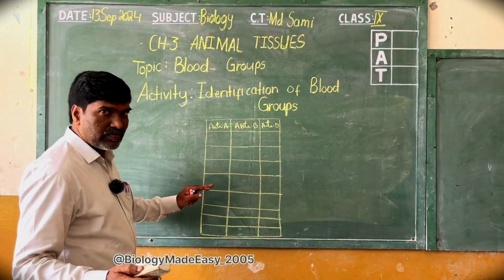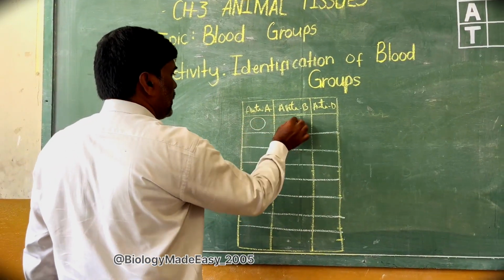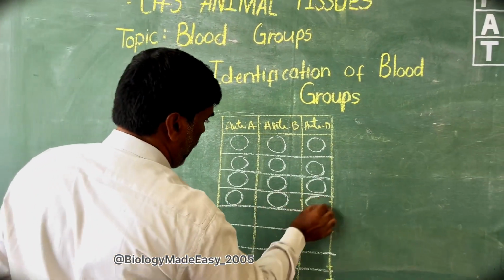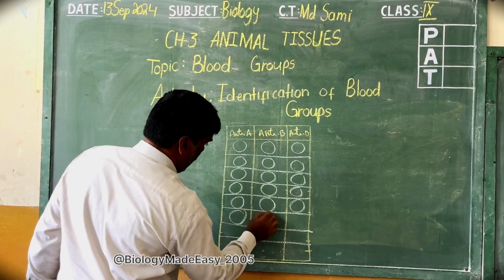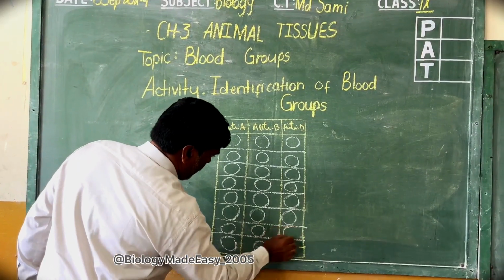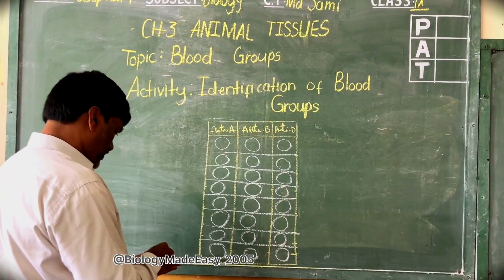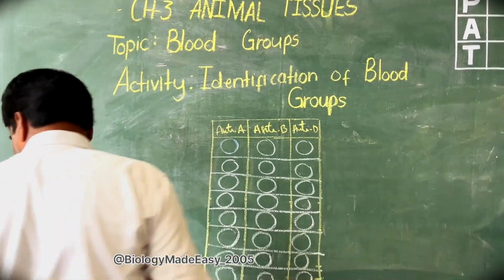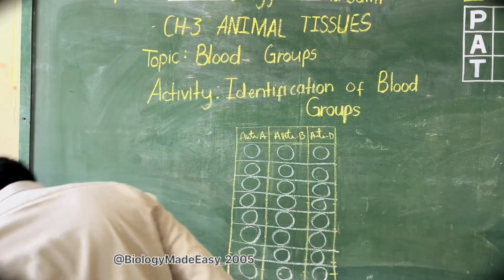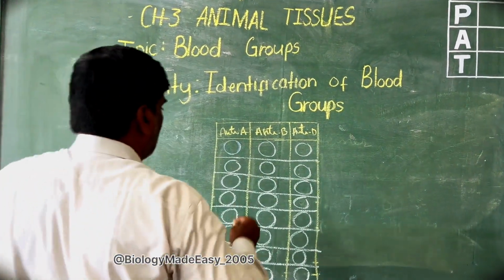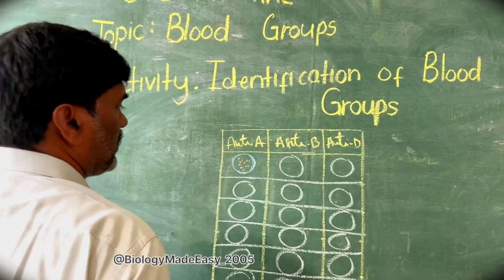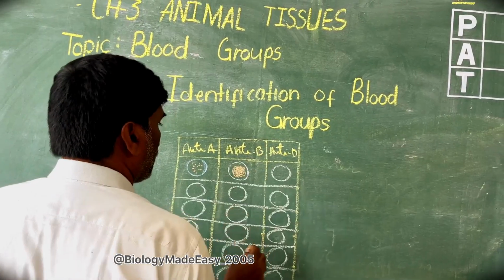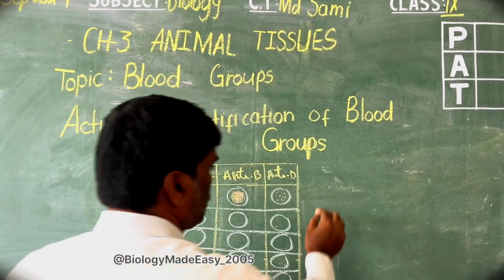Start. Make 3 circles in each. In anti-A, we can identify these blood groups. For example, we add anti-A in the first circle, and if it gets clot, and there is no clotting here, no clot. Here again clotting we observed. This blood group is known as A positive.